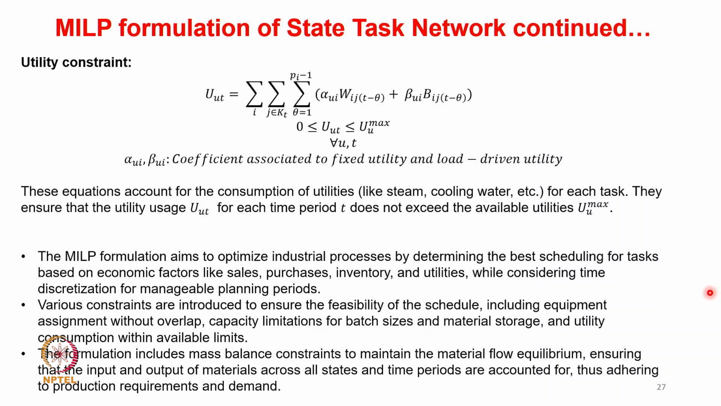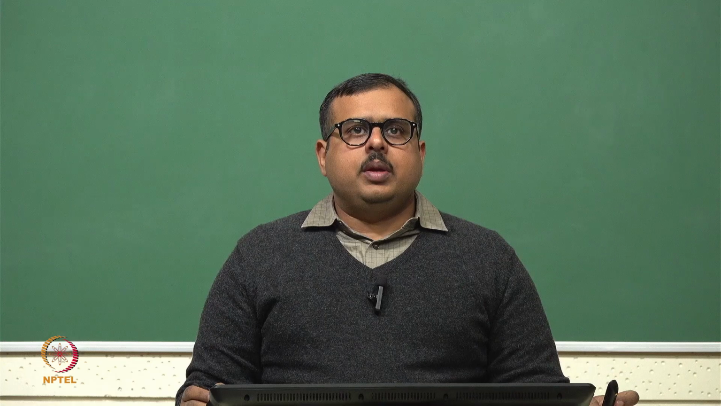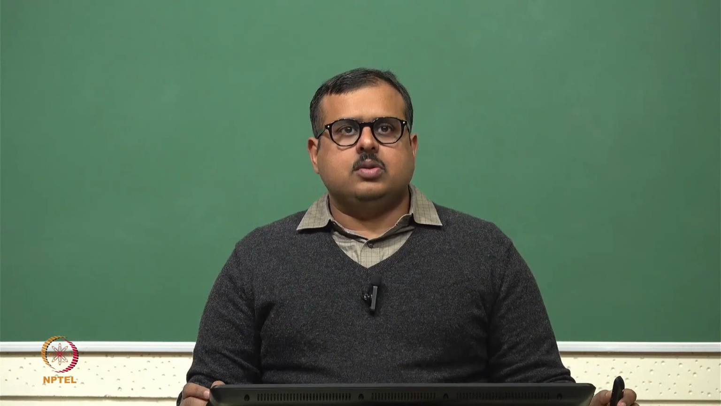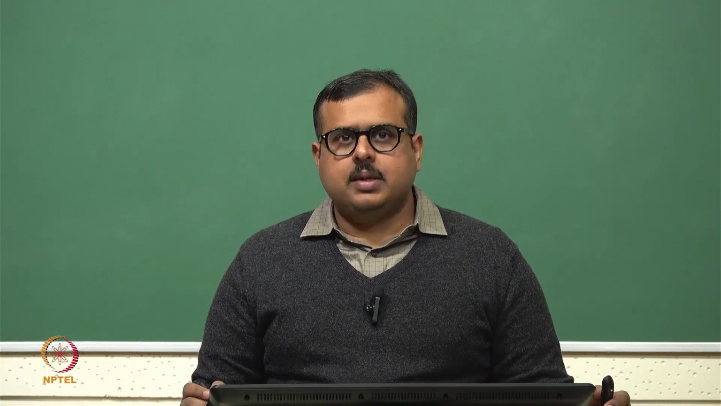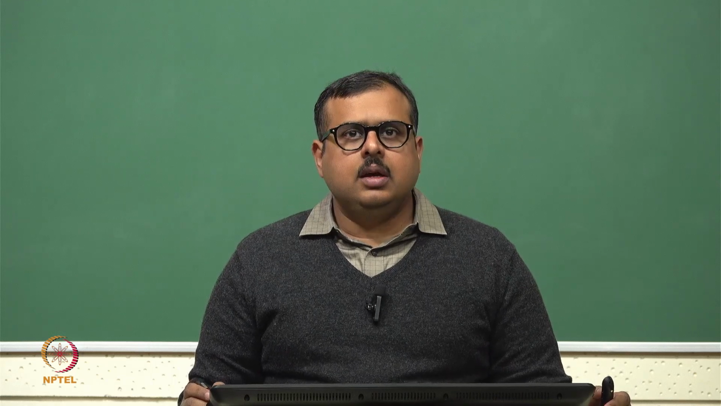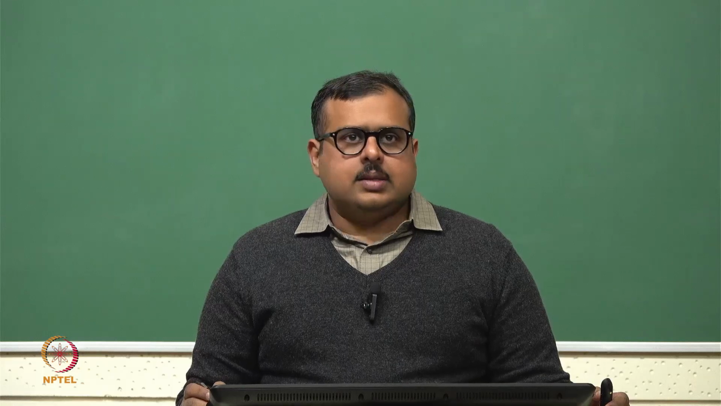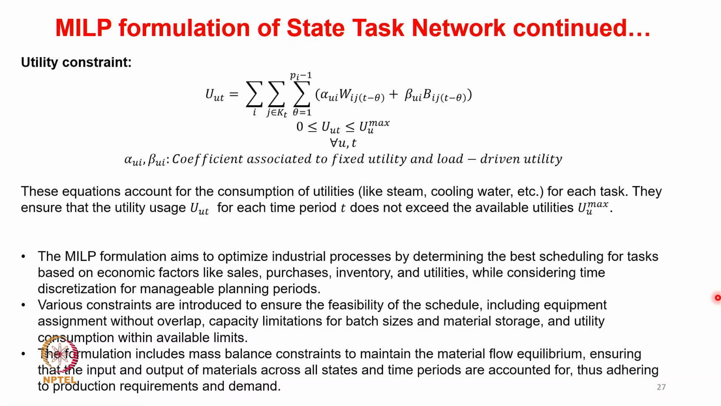So, this is an MILP formulation that aims to optimize the industrial process by determining the best scheduling for tasks based on economic factors such as sales, purchases, inventory and utilities, while considering time discretization for manageable planning. Various constraints are introduced to ensure feasibility of the schedule, including equipment assignment, overlap, capacity limitations, batch size, material storage, and utility consumption with available limits.